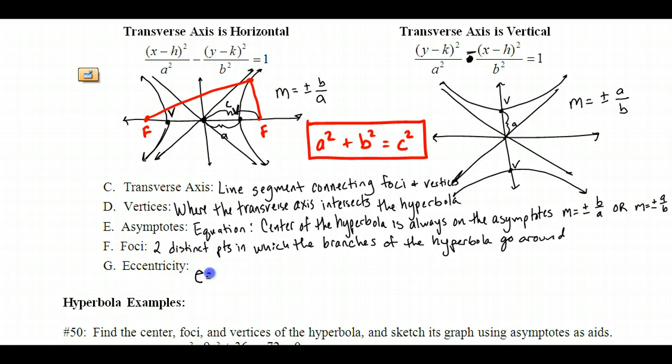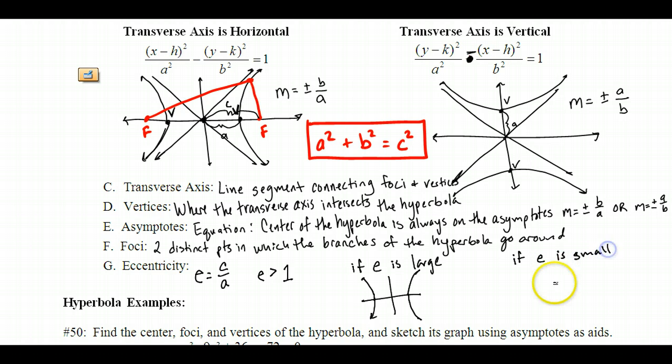Our eccentricity, same equation that we had with our ellipse, it's c divided by a. In this situation, our c value is always greater than our a value. Therefore, eccentricity is always going to be greater than 1. If your eccentricity is very large, then your branches, just for a quick sketch, are really wide. Try to make it look somewhat symmetric. If the eccentricity is small, then our branches are really, really tight. They're really narrow.